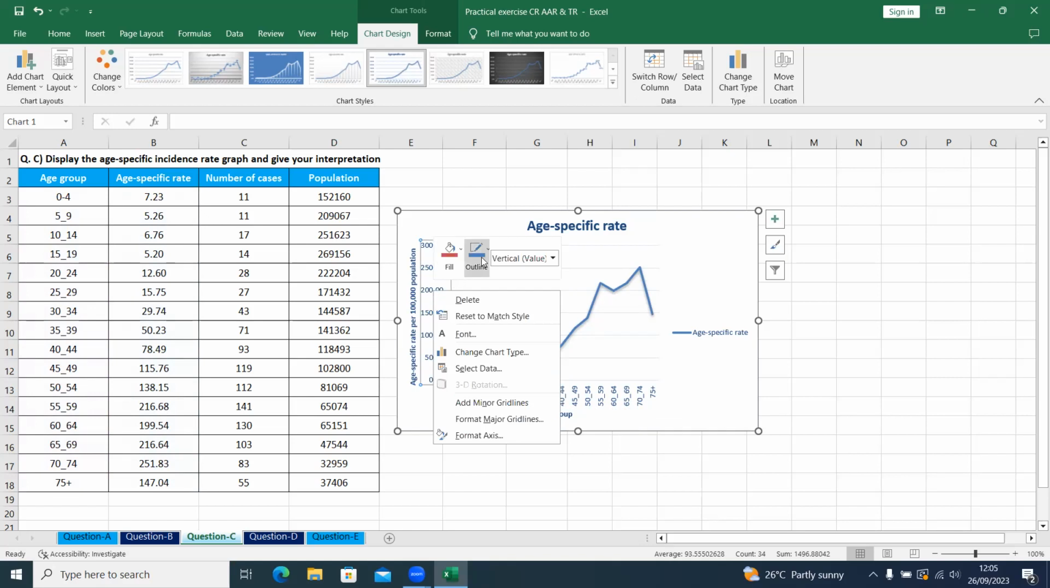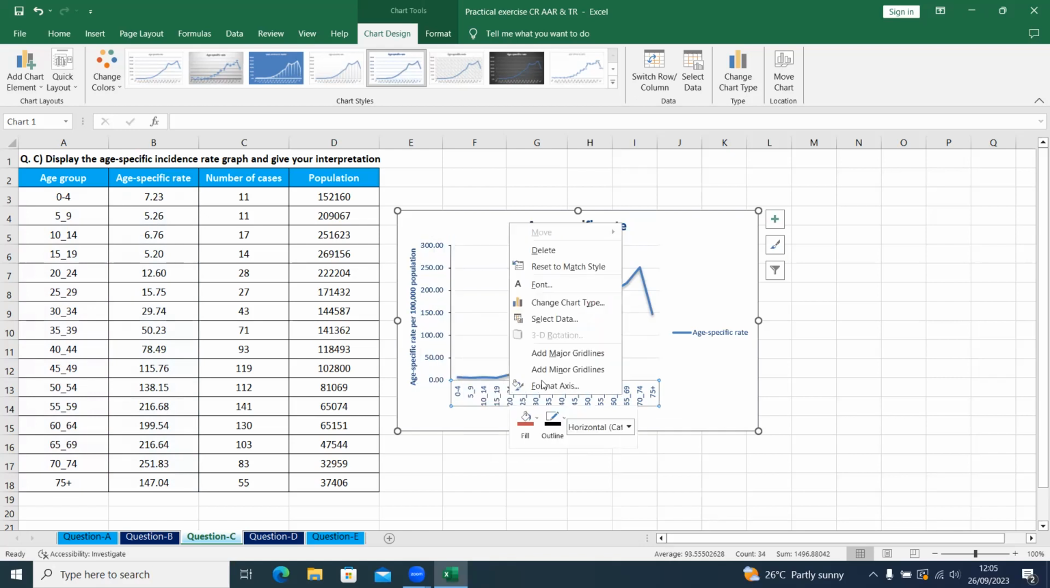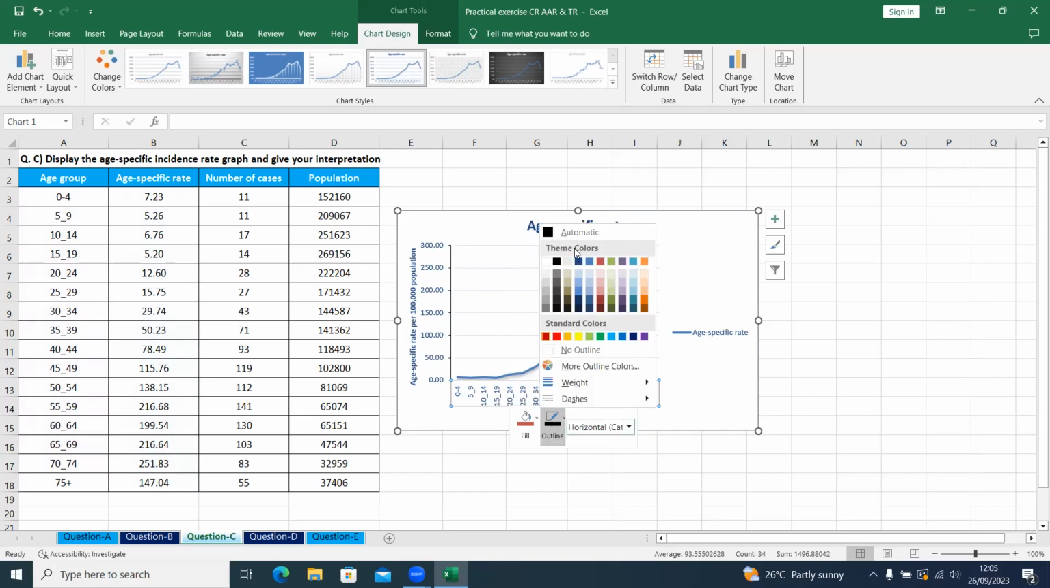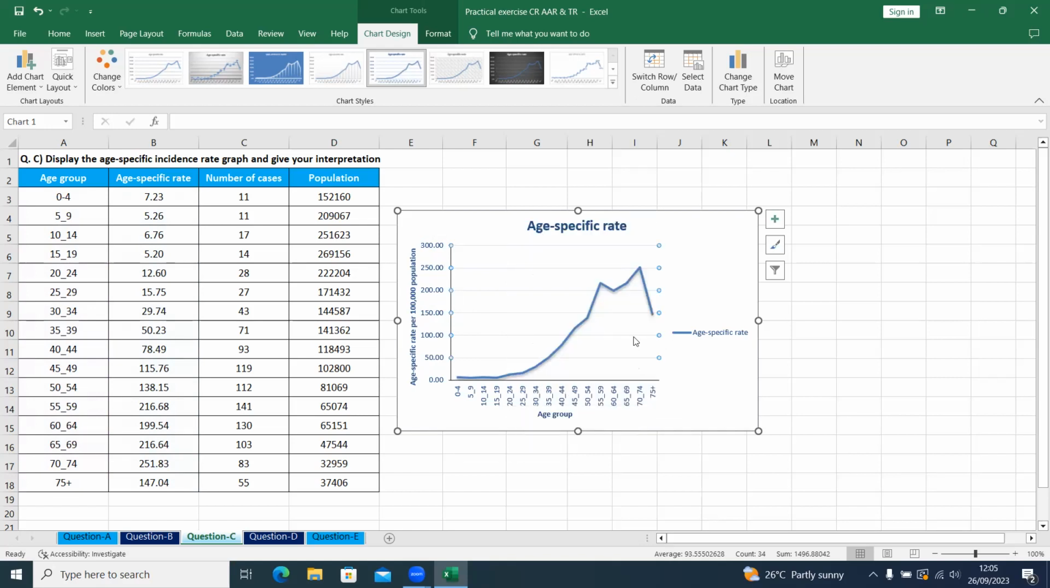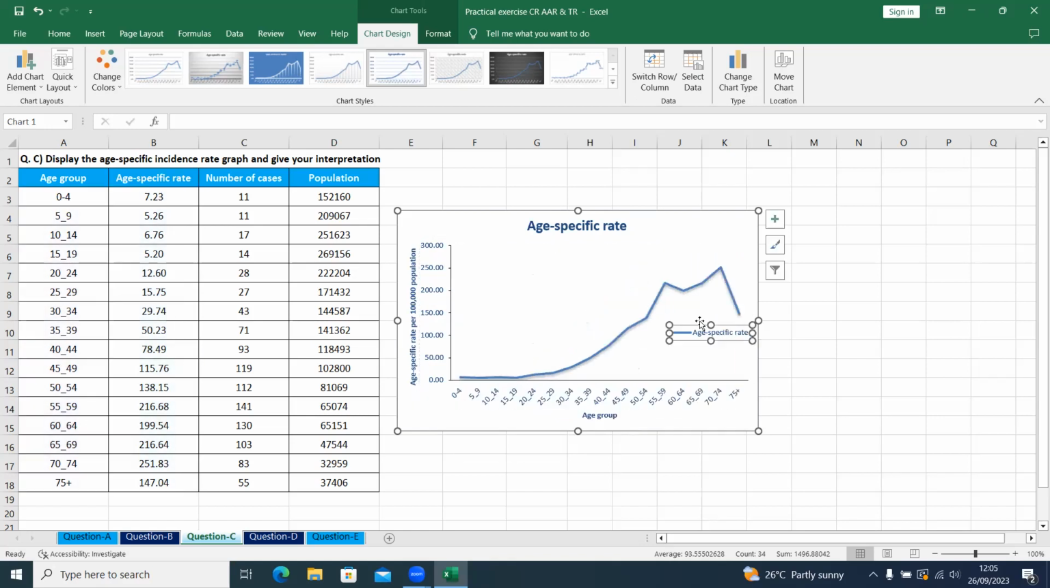And suppose this is a breast cancer patient. Breast cancer age specific incidence rate. The title should be age specific incidence rate of breast cancer.